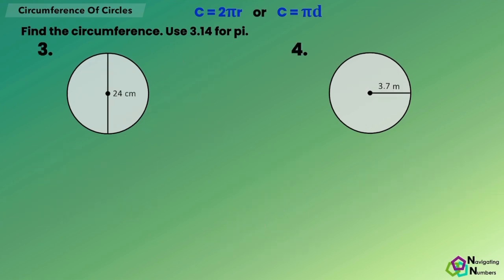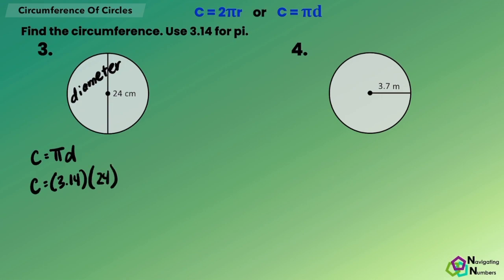Let's take a look at some more examples. Number 3, we have a circle with a diameter of 24. So we're going to use circumference equals pi times diameter. Let's substitute our values in. We have 3.14 times the diameter, which is 24. So we have 24 times 3.14.